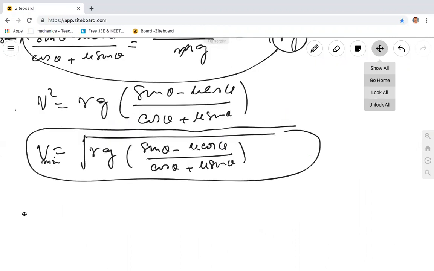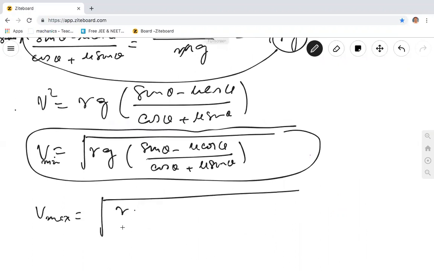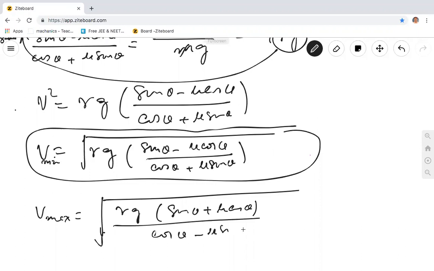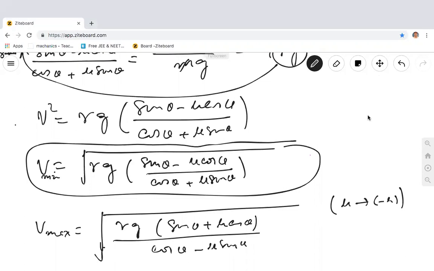What should be the maximum velocity it can sustain without skidding? Maximum velocity is equal to root of rg times sine theta plus mu cos theta, because the direction of friction force will change. This mu has to be negative. When this is negative, it will become positive. Divided by cos theta minus mu sine theta. So you have to replace mu by minus mu.